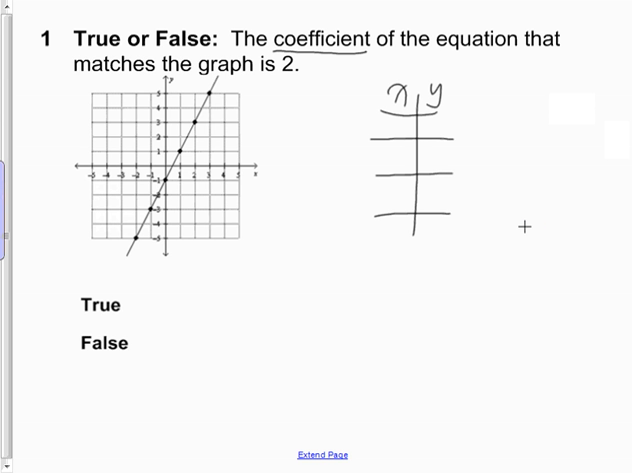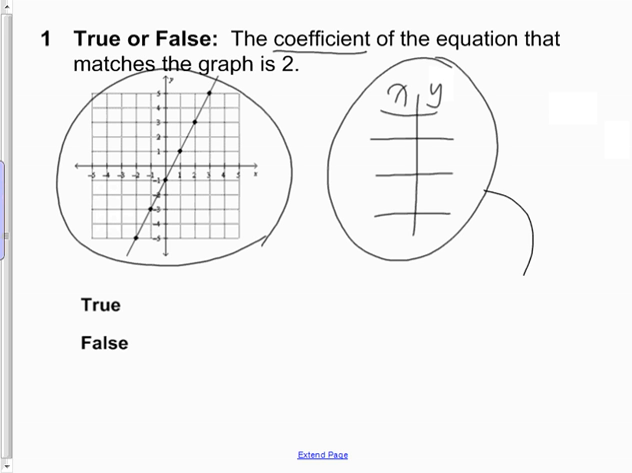So remember, for all of these questions, technically if you're given a graph, you should be able to make an equation and a table of values. If you're given an equation, you should be able to make it a graph and a table of values. If you're given a table of values, you should be able to make the other two. So for this one, you're given the graph, so you should be able to make a table of values, and from that table of values, an equation. Okay?